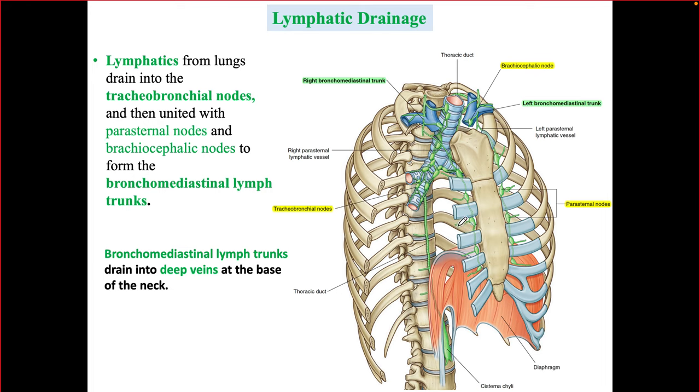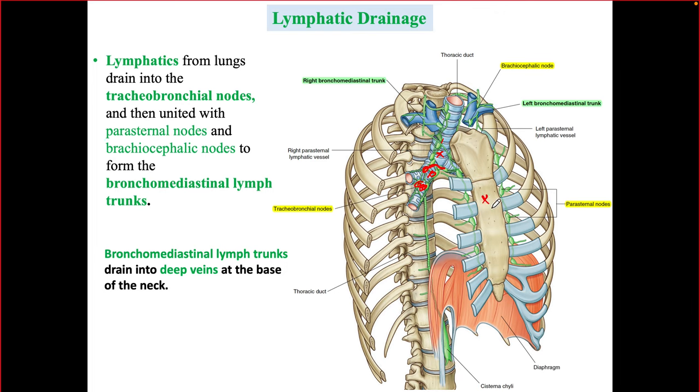What about the lymphatics, which are the source of metastasis of tumors? Well, guys, the lymphatics from the lung start from here. This is the trachea, and this is the bronchus. So these lymph nodes, we consider them tracheobronchial. The tracheobronchial nodes join the parasternal nodes.